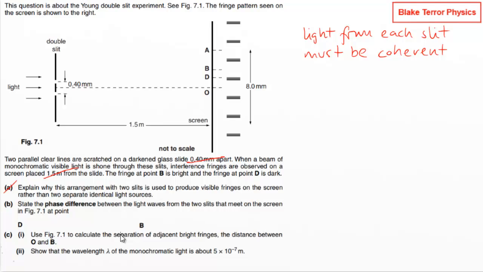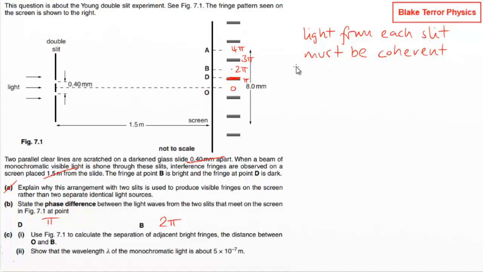State the phase difference between the light waves from the two slits that meet on the screen at D and B. Right, so D is a dark patch, so that is going to have to be a phase difference of pi, or you could say 180 degrees. And then B is a light patch, a maximum, so that is going to be 2 pi. We're just going up in pi's as we go through these things, or in blocks of 180 degrees, depending on whether you're using degrees or radians.